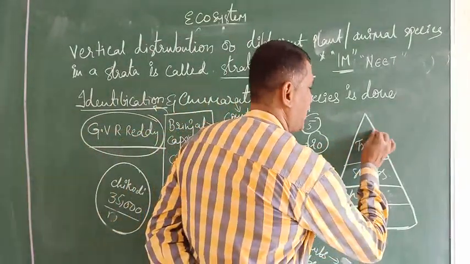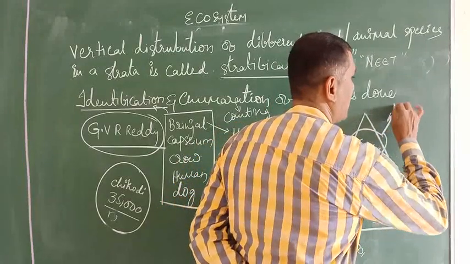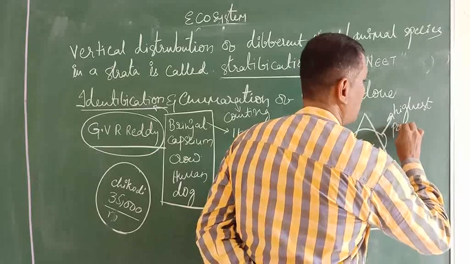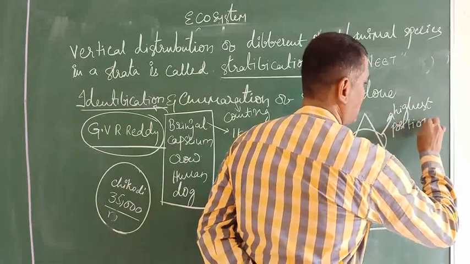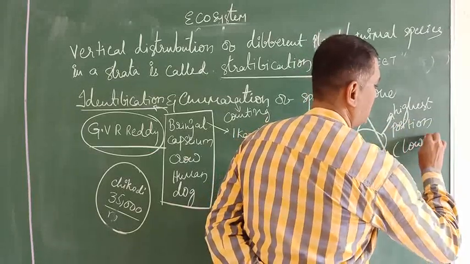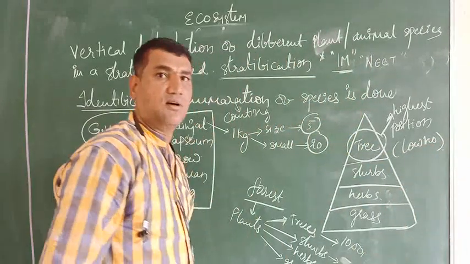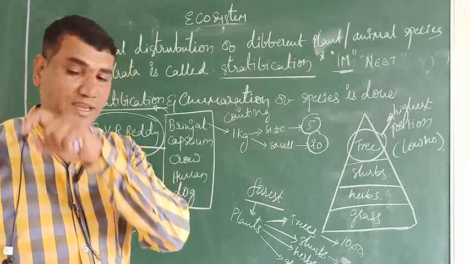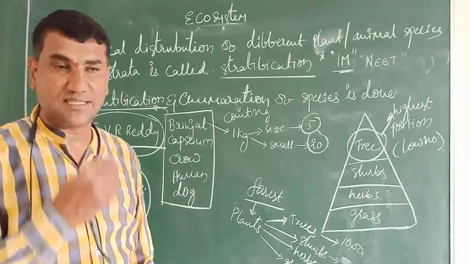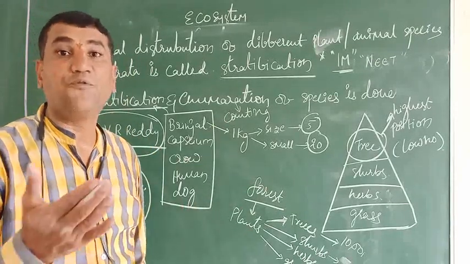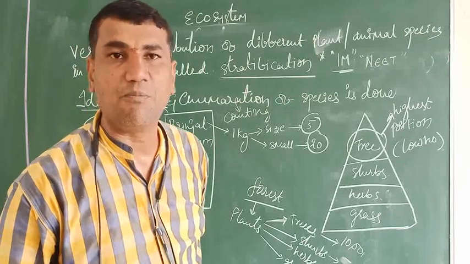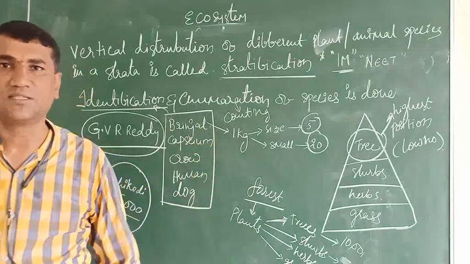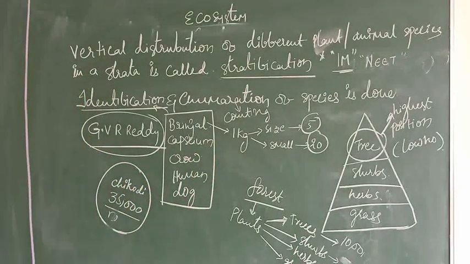So here trees will occupy the highest pyramid position, with low number. So this is what is called stratification. In order to understand this stratification, we will first try to understand the different structural and physical components of an ecosystem. Structure and physical components of the ecosystem.